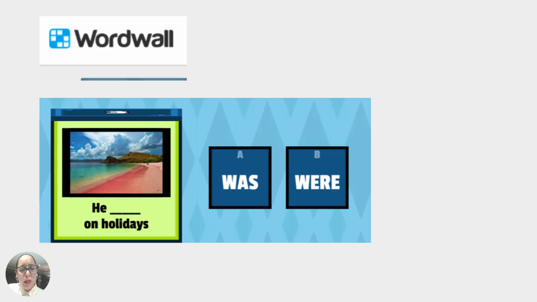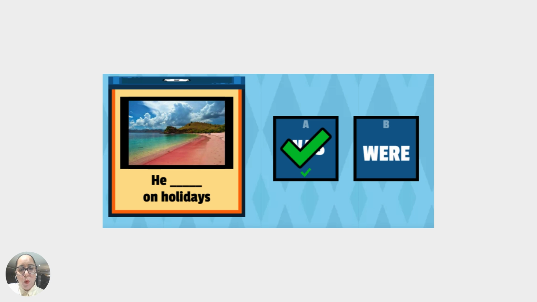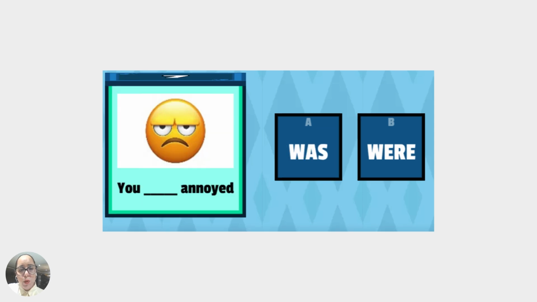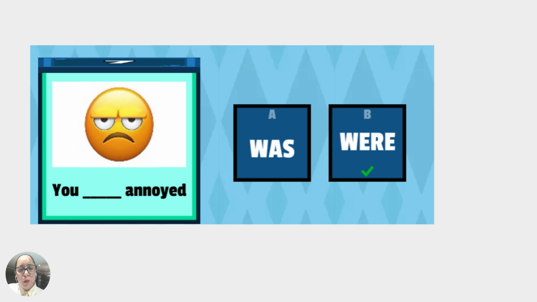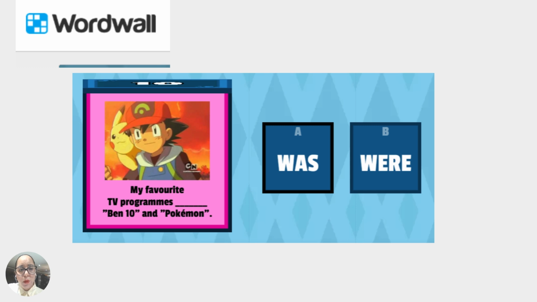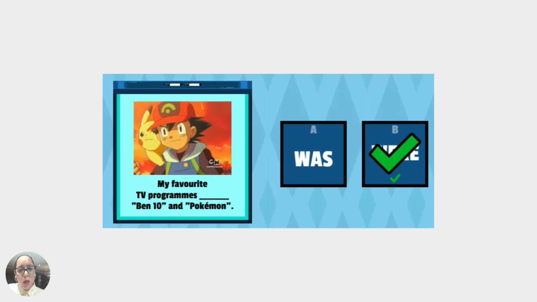For example, he on holidays, and you must choose the correct answer. He was or he were. He was on holidays, right? That's the correct answer. Was. You was or were. You were annoyed. My favorite TV programs was or were Ben 10 and Pokemon. So my favorite TV programs, the correct answer is were.